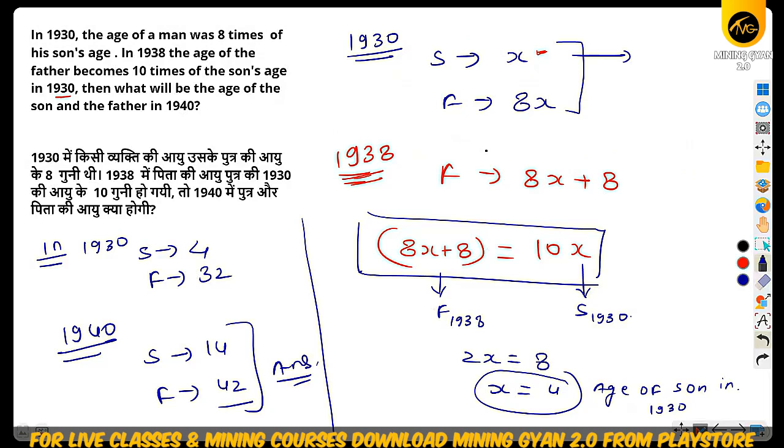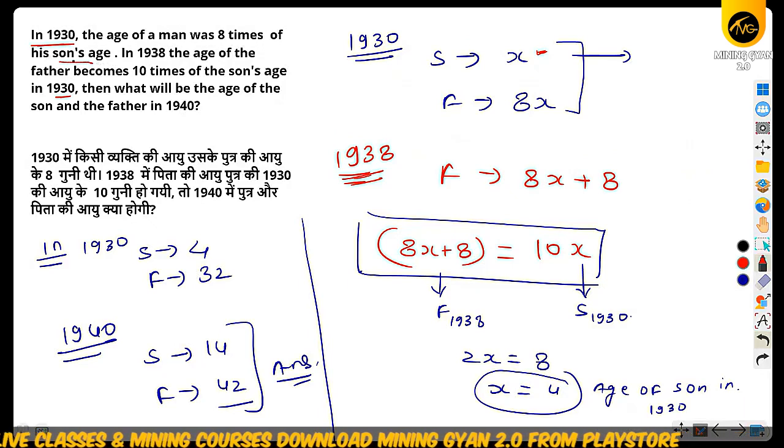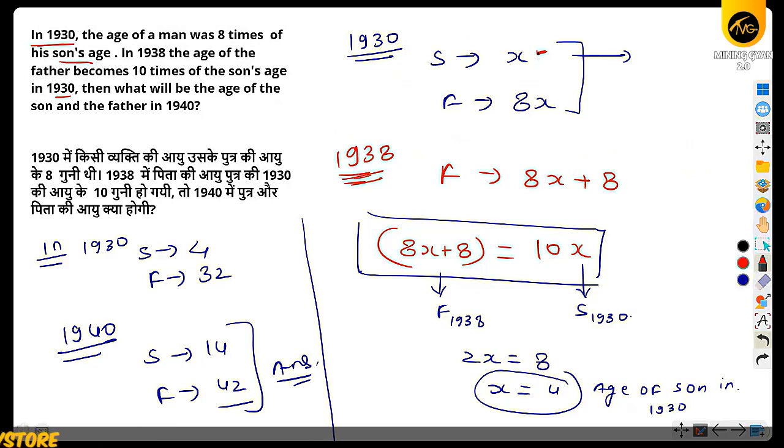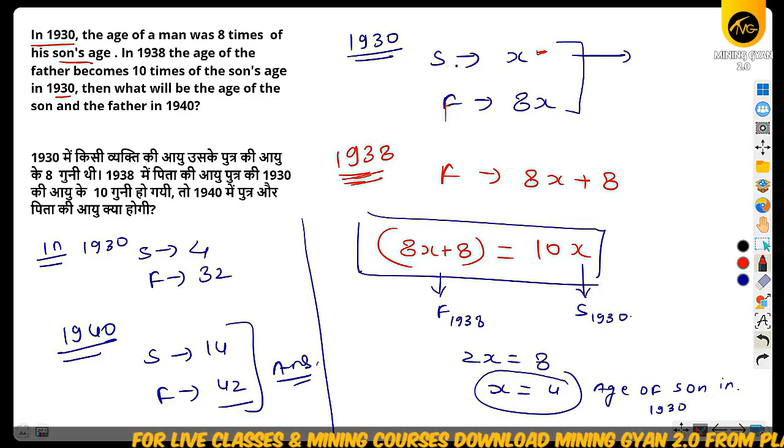Okay, let me explain again. The question is, in 1930 the age of a man was 8 times of his son's age. Suppose the son's age is x. So if the son's age is x, then the man's or father's age will be 8x, because it is given in the question that it was 8 times of his son's age. So that's why we have the variables. x is the age of son and 8x is the age of father.